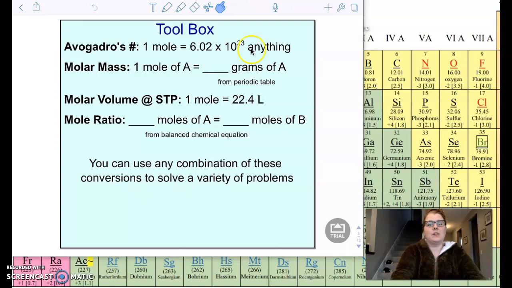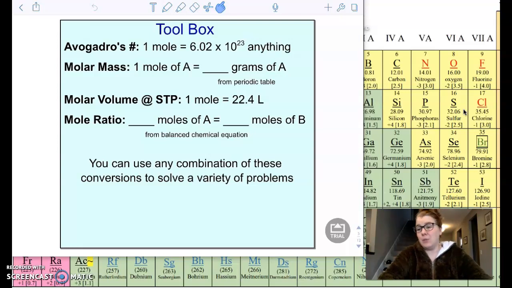The other thing that we had learned was molar mass. So 1 mole of a compound is equal to however many grams. These molar mass values can actually be found on the periodic table. So for example, 1 mole of oxygen is equal to 16.00 grams. 1 mole of sulfur is equal to 32.06 grams. So these average atomic mass values are also how many grams 1 mole of that atom weighs. And remember, when I say mole, I mean 6.02 times 10 to the 23rd.